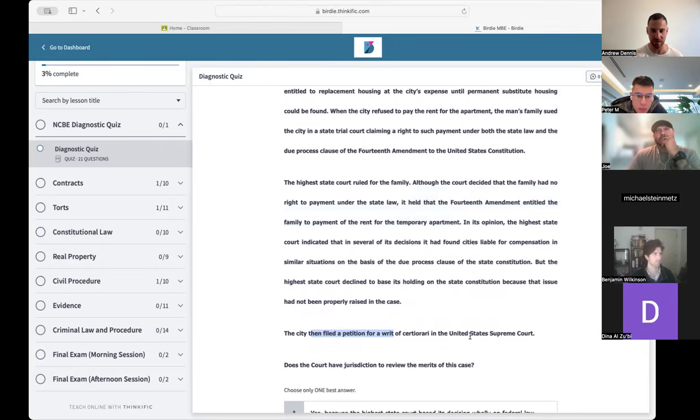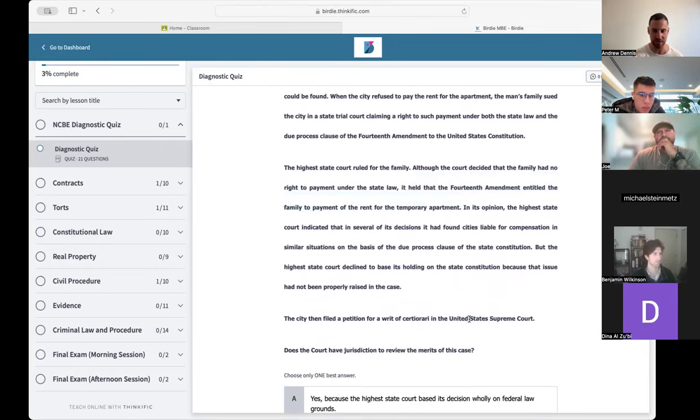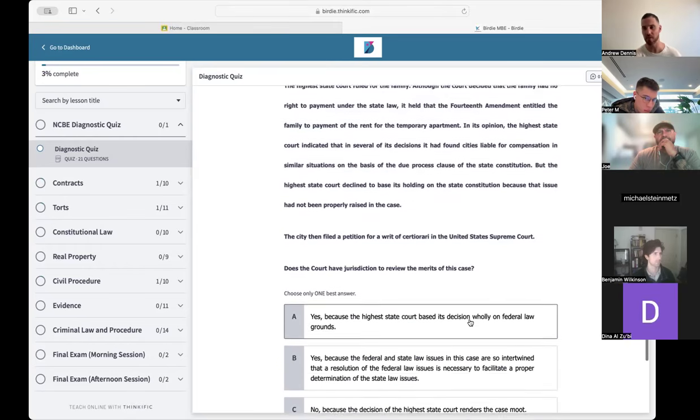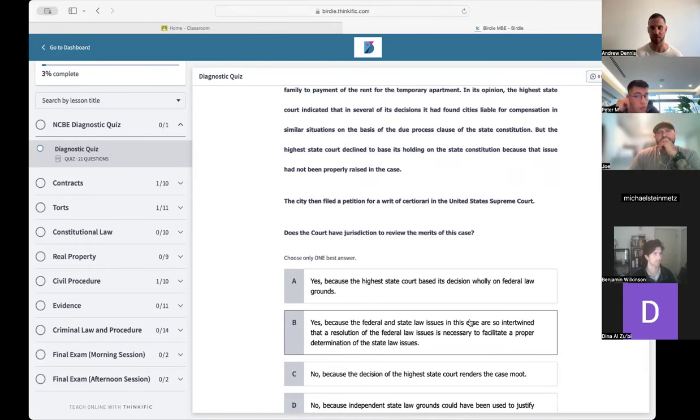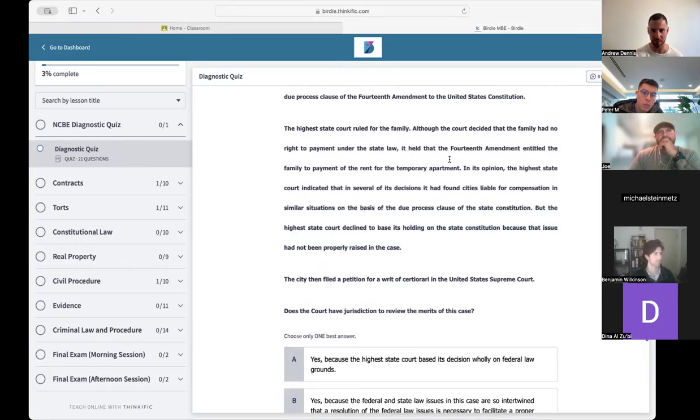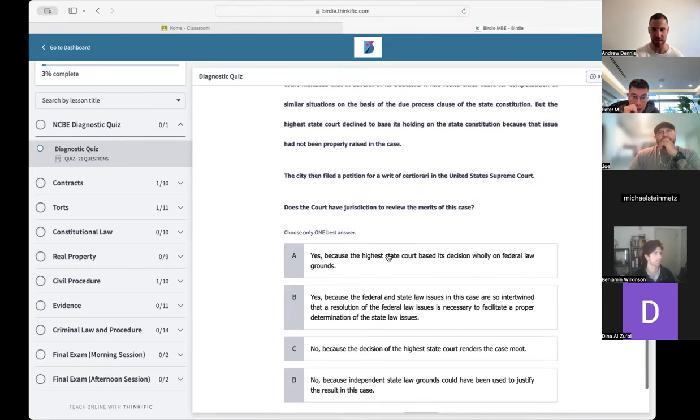So the city then filed a petition for writ of certiorari in the United States Supreme Court. Does the court have jurisdiction to review the merits of the case? So it wouldn't if it was determined on independent, adequate state law, but it wasn't. The holding was not based on the state constitution. It was literally based on the 14th Amendment. So A is a good answer.